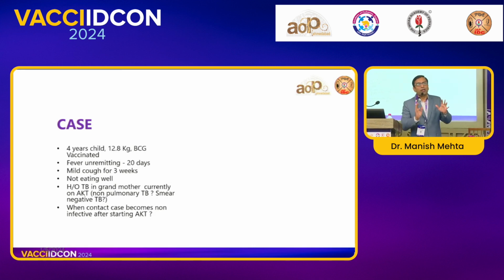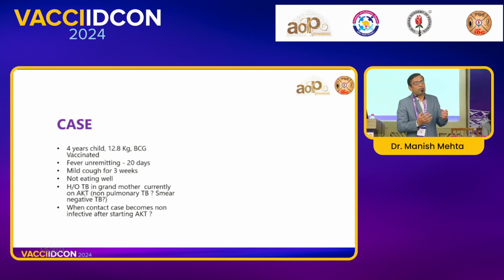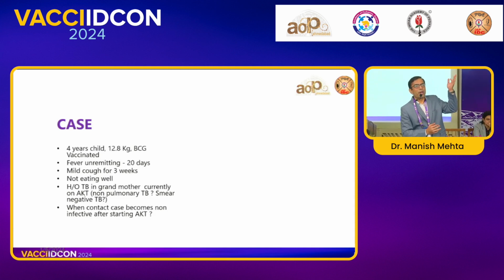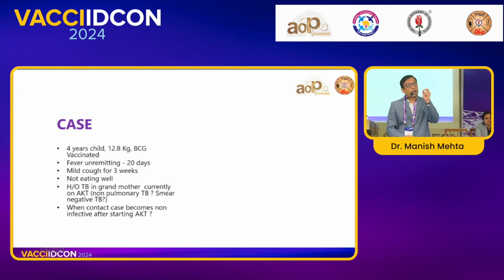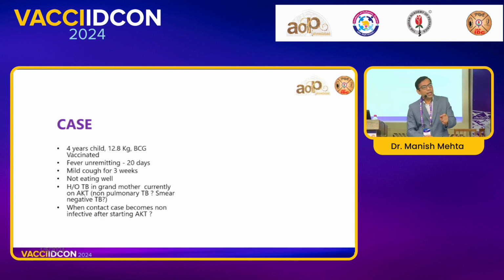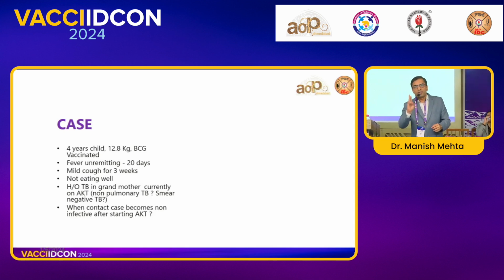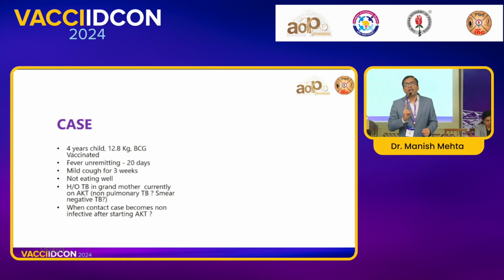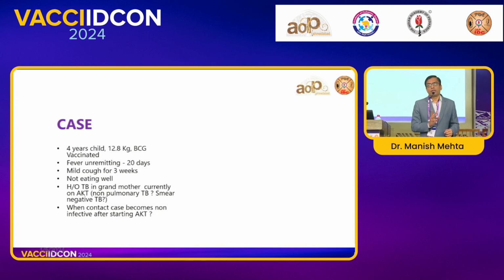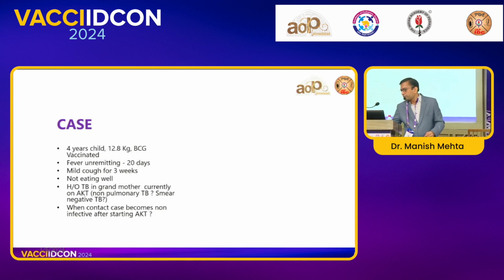So when does this contact become non-infective? If there is a contact in the history, say 5 years back the grandmother had tuberculosis and she started ATT, or maybe 2.5 years back she started ATT. So what is the duration of ATT that makes this contact non-infective? When do they become non-infective, what is the duration? They say 2 weeks. In drug sensitive tuberculosis it is 2 weeks, but if it is MDR TB it may be 1.5 to 2 months to become non-infective. So we have to remember that part.